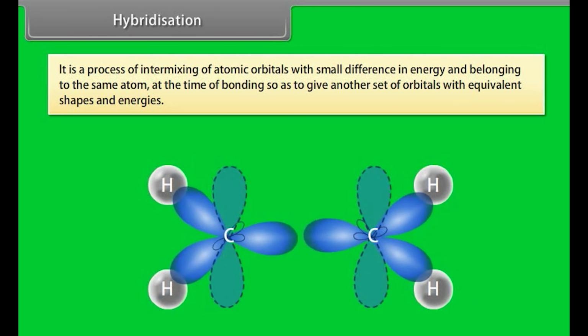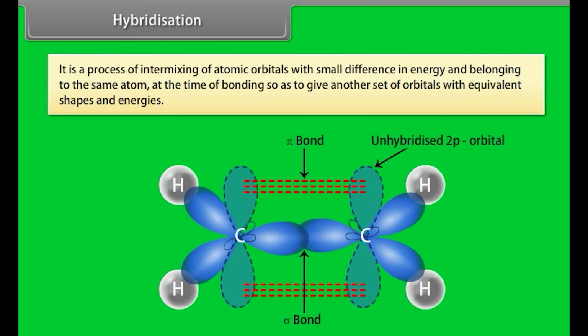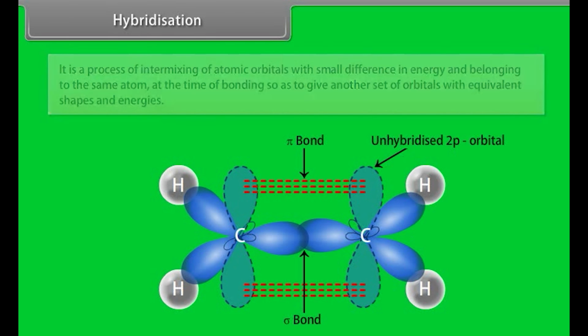Hybridization. It is a process of intermixing of atomic orbitals with small difference in energy and belonging to the same atom, at the time of bonding, so as to give another set of orbitals with equivalent shapes and energies. Different types of hybridization depend upon the type of atomic orbitals which are used for intermixing.